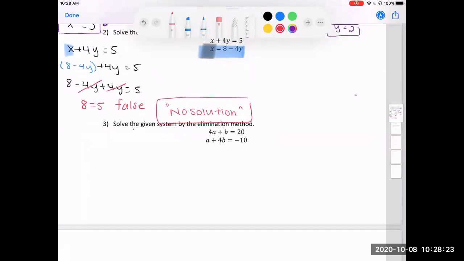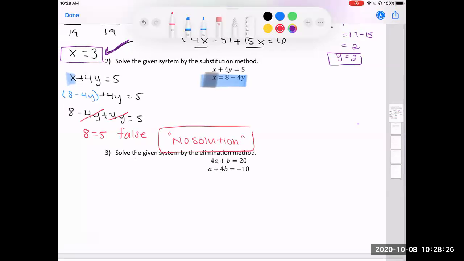Next, we have solve the system by elimination. Elimination means I can add them to make 0. Now, to create and add it to 0 means I want the same number opposite sign. Like 4 minus 4 is 0, and negative 4 plus 4 is equal to 0. Notice they're same numbers but different signs. So from here, I want to take a look at my A's and my B's and see if any of them add to make 0. In this case, none of them do.